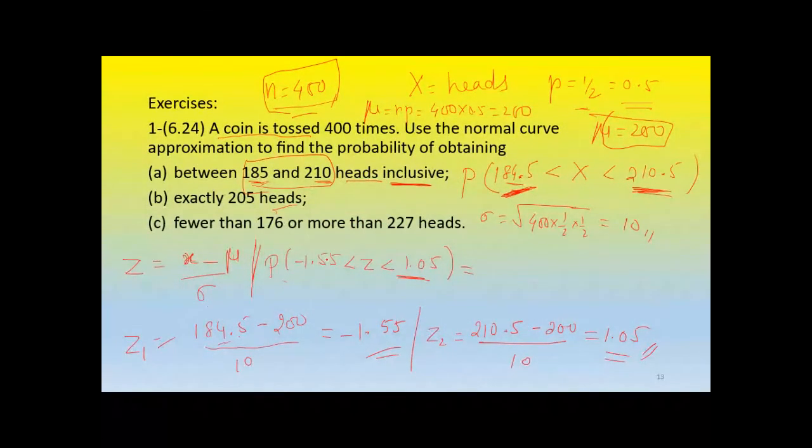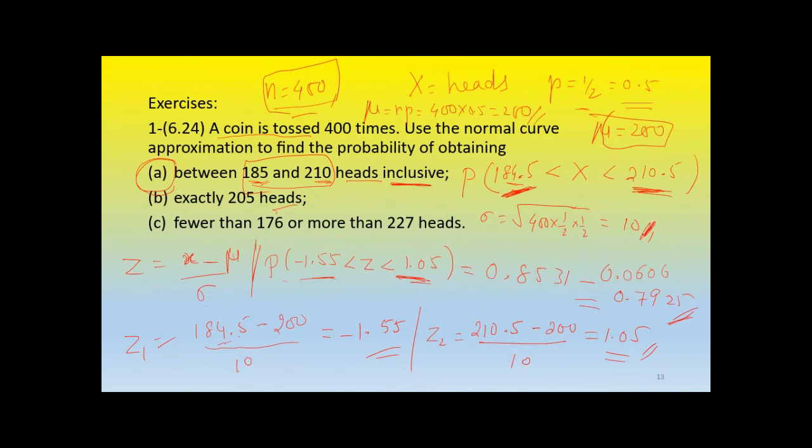Okay, the first value, to the left of 1.05, we found 0.8531. To the left of negative 1.55, we found 0.0606. Subtract, and your answer will be 0.7925. This is the end of case A. And remember this n and mu and sigma. Mu is 200, sigma is 10.